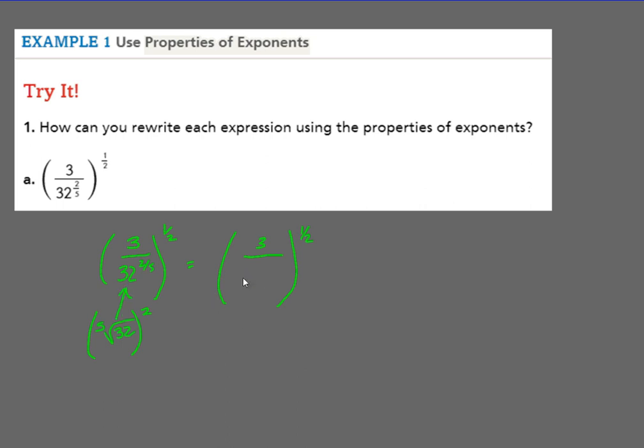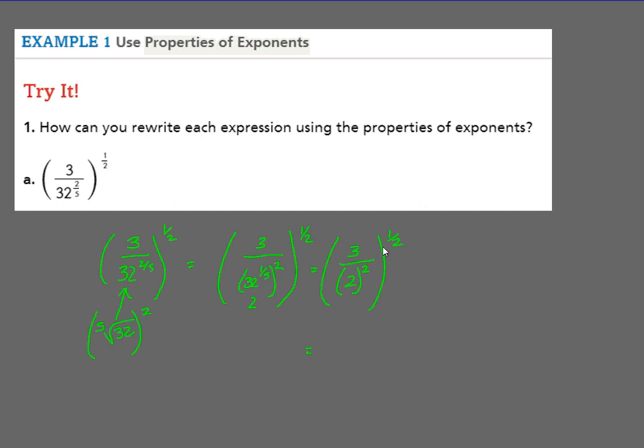This is that part. But with the fractional exponent, I'm going to have 32 to the 1/5 power all squared. Now, I chose to write it this way because I know what 32 to the 1/5 is. 32 to the 1/5 is 2. 2 to the power of 5 is 32. So 32 to the 1/5 power is 2. So I'm going to have 3 over 2 squared, all raised to the 1/2 power.